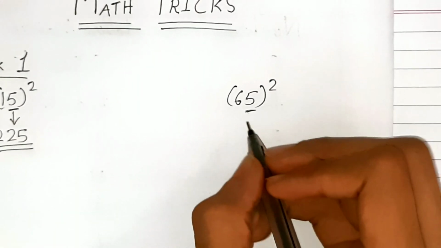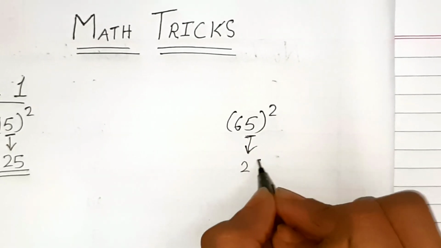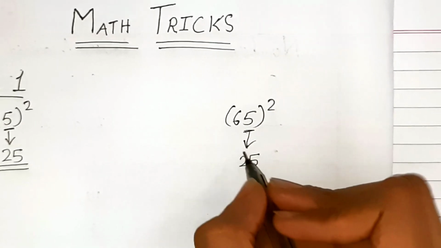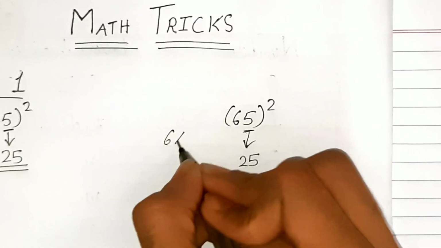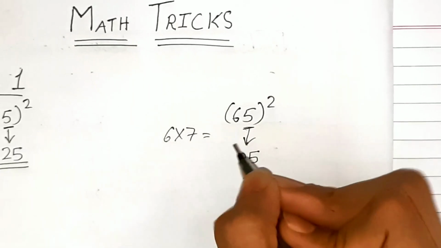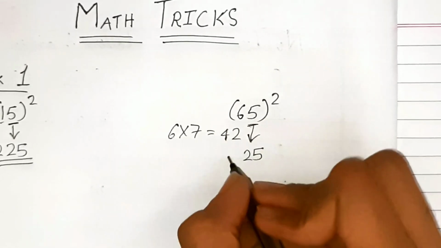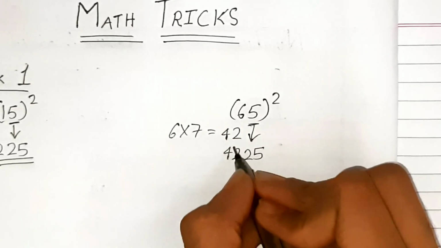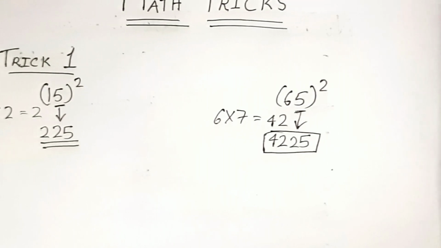Let's try 65. So 5 square is 25, everyone knows. So we'll write 25. Now we'll multiply 6 with the next digit, that is 7. So we'll do 6 into 7, that is 42. So our answer over here, that means 65 square, would be 4225. So this is how the first trick works.